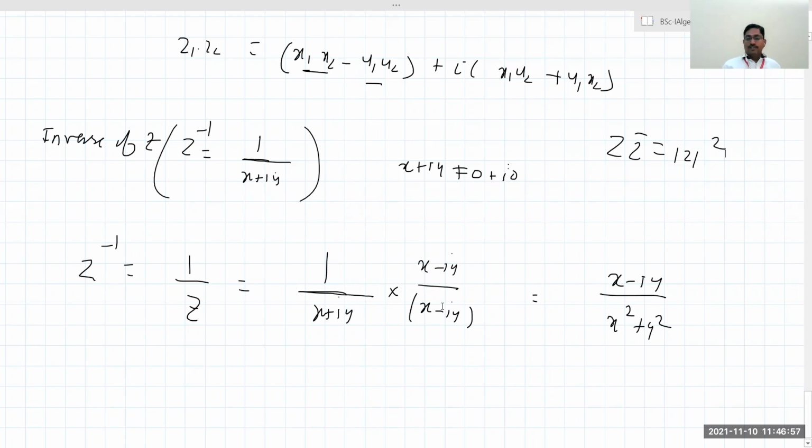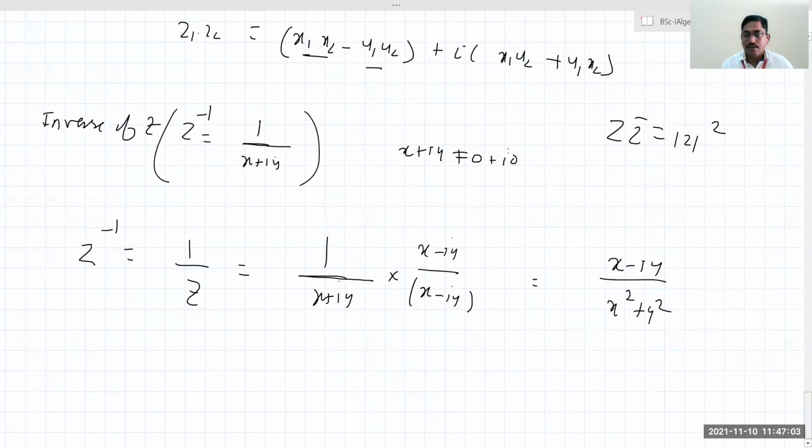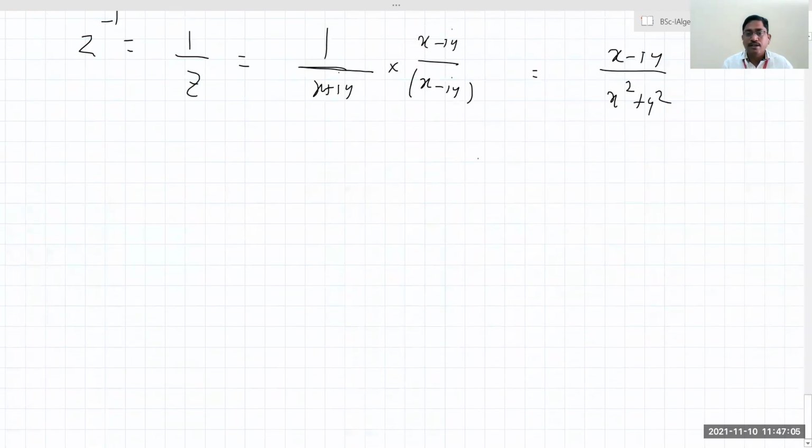So the definition of modulus of z we can give this way: mod z squared is z into z bar. Z bar is the complex conjugate of z. So you have to write it in real and imaginary part format. So x upon x squared plus y squared, plus i times minus y upon x squared plus y squared. And when you multiply these two, z and z inverse, that is z into 1 upon z, it should always be 1. So that is called the reciprocal of that complex number, 1 upon z.